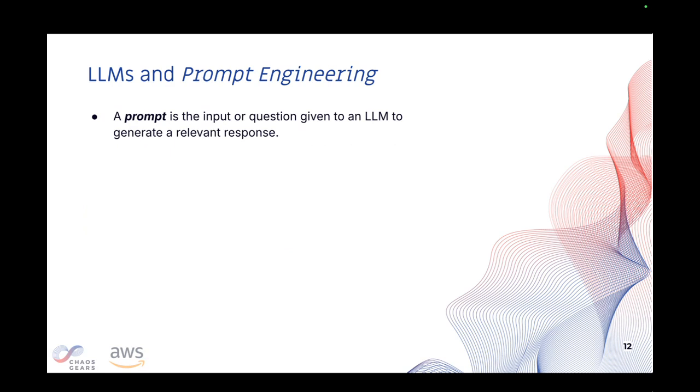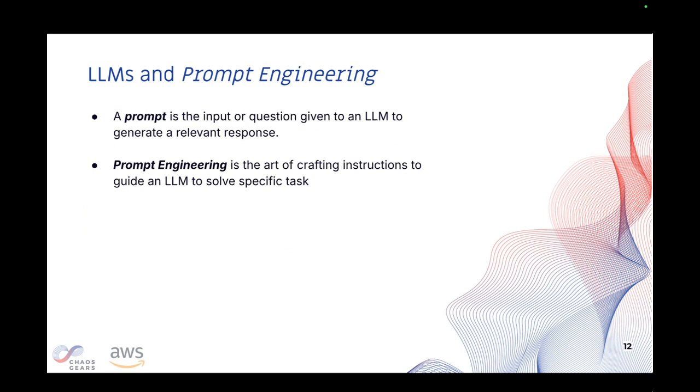And the base block is the prompt. So a prompt is basically the input you put to an LLM, and it can be as simple as a question you ask the LLM, and it uses it to generate a relevant response to this prompt. And prompt engineering is an area where people are crafting instructions to solve very specific tasks. And the aim of prompt engineering is to achieve good accuracy, good performance. And some simple examples are as follows.